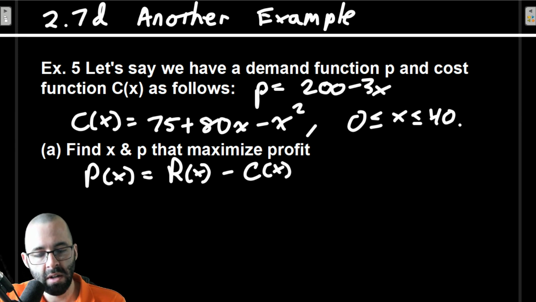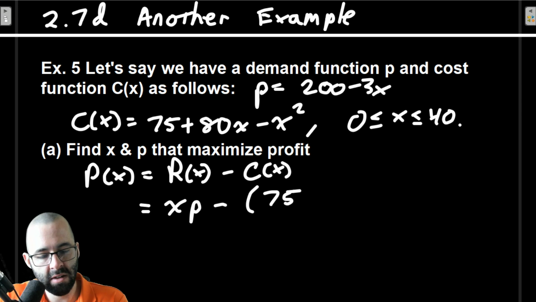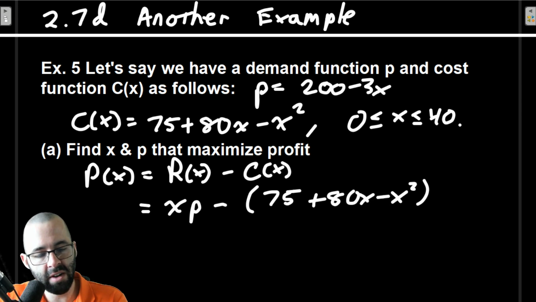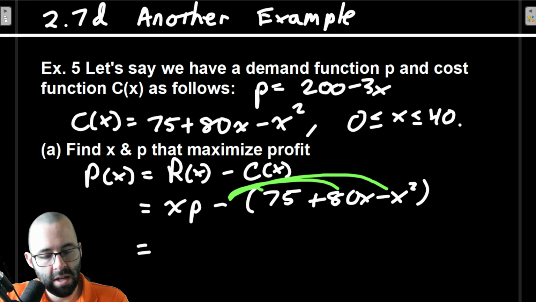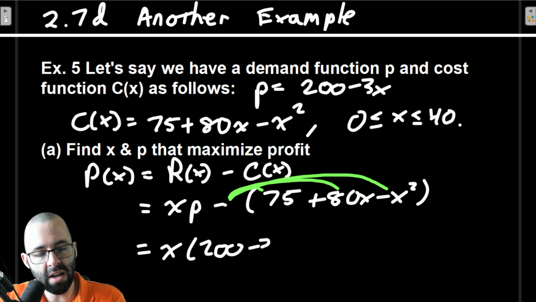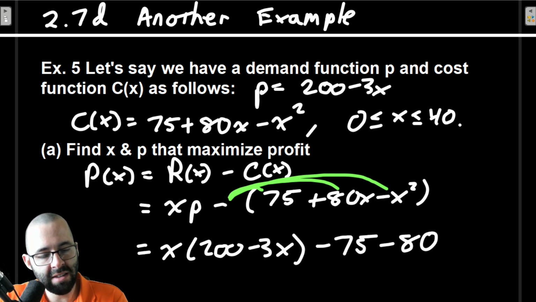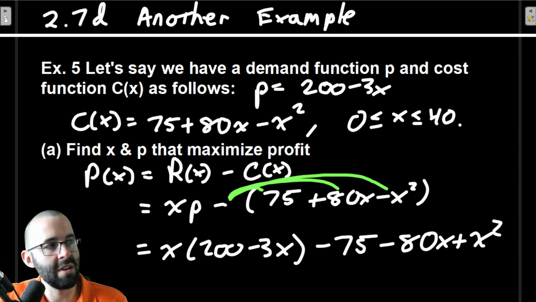Okay. Anyway, our revenue is just like it was before, right? How many things are we selling? What price are we selling them at? Minus the cost function, which is this whole thing, 75 plus 80x minus x squared. And again, be very careful here. You have to distribute that negative to everything. Finally, we'll replace p. P we said is 200 minus 3x. And then it becomes minus 75 minus 80x plus an x squared when we distribute that negative.